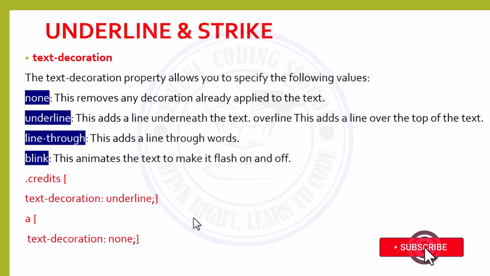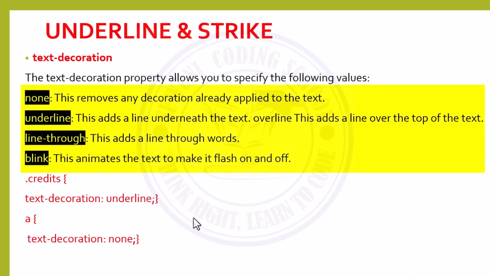When you use blink, it means you are trying to animate the text. You make it flash on and off. Line through also adds a line through words, as in strikethrough when you are using MS Word. And underline also puts a line under a text. Okay, and overline adds a line over the top of the text.